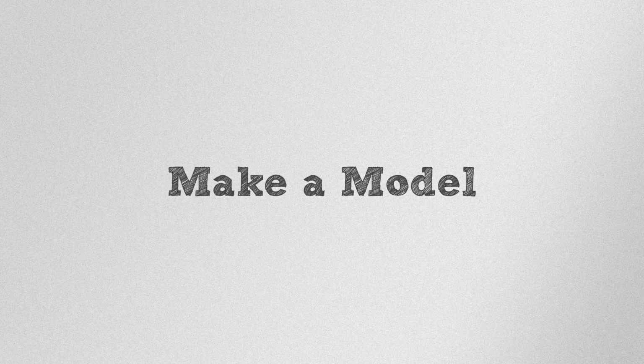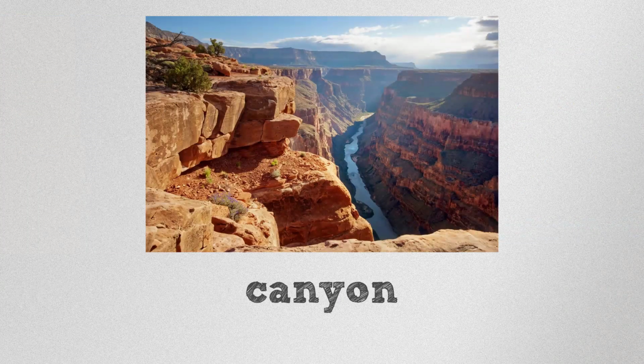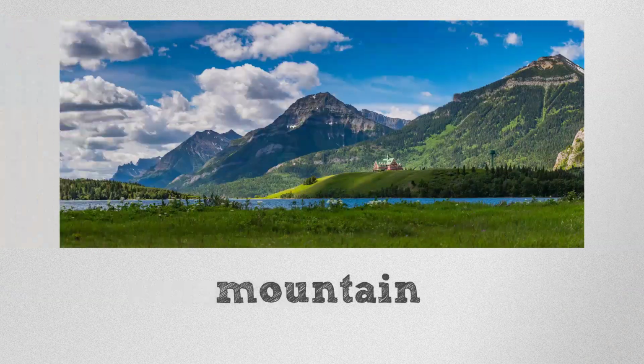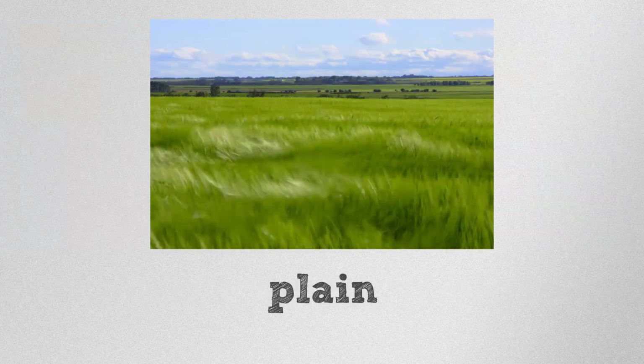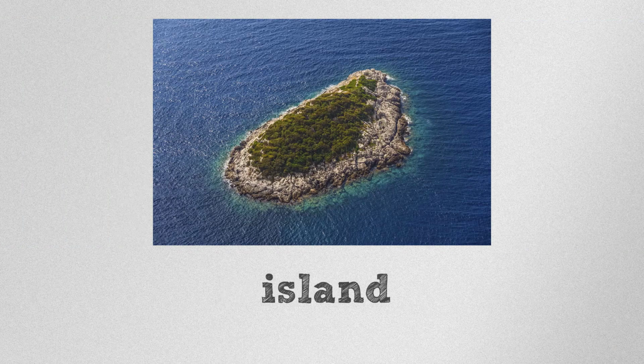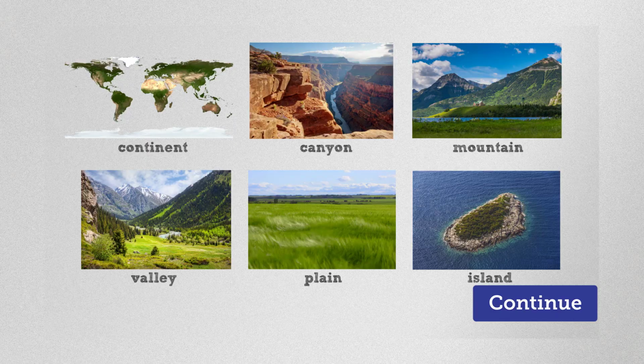You will see several photos of different landforms. You'll choose one of these photos to help guide you as you build your model. Continent, canyon, mountain, valley, plain, island. If you need to, you may go back and make changes to the question you wrote a few moments ago. Select Continue when ready.